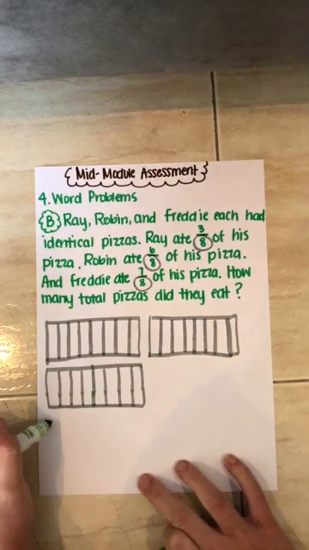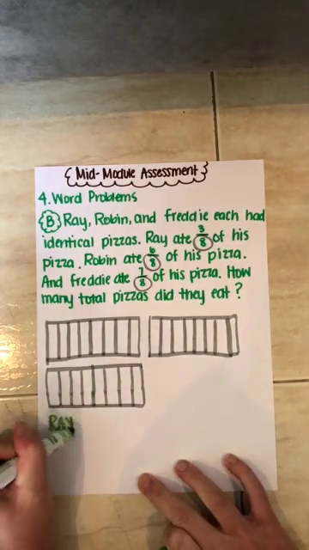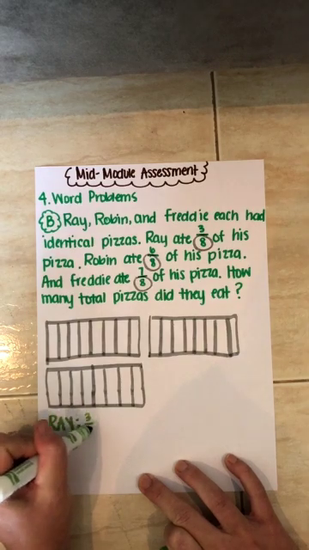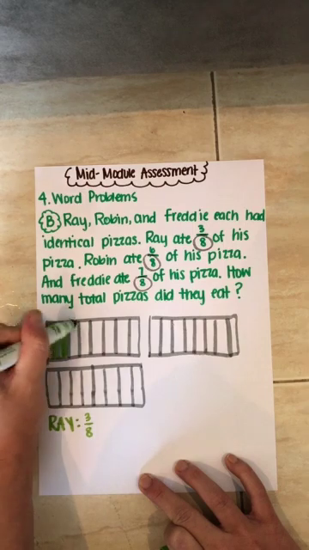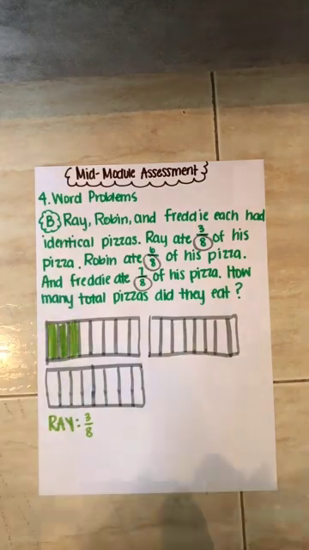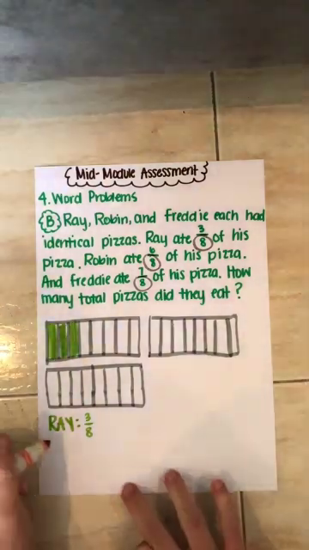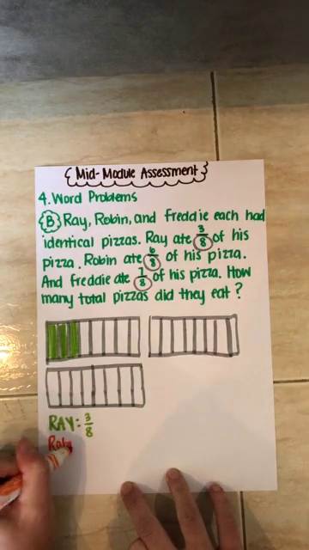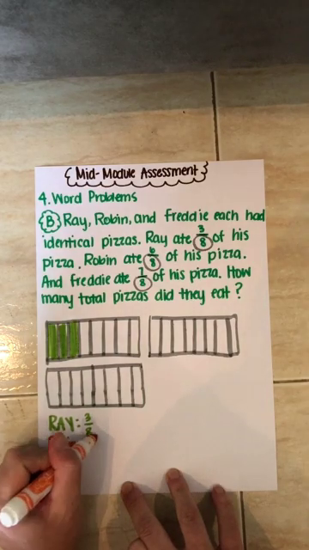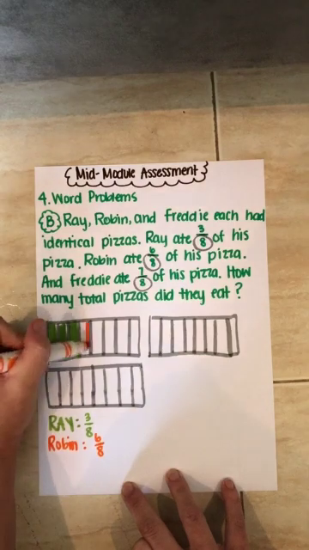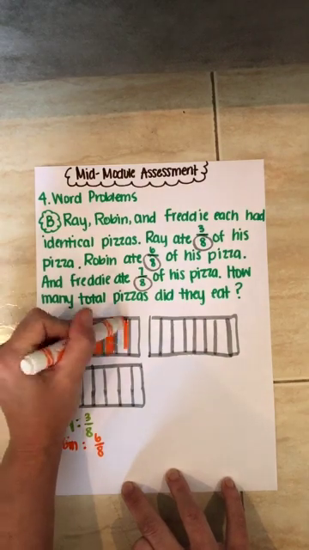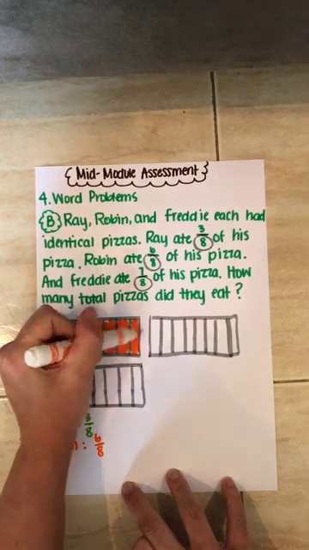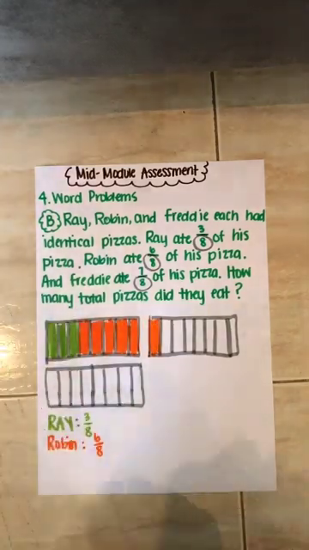Okay, so Ray is gonna be green, and he ate 3/8 of his pizza. So I'm gonna go ahead and color in 1, 2, 3/8 of Ray's pizza. Okay, we'll make Robin orange, and he ate 6/8. So we're gonna color in 6. 1, 2, 3, 4, 5, and 6.